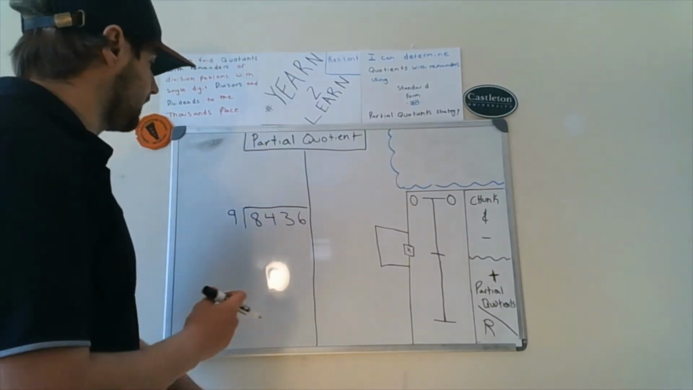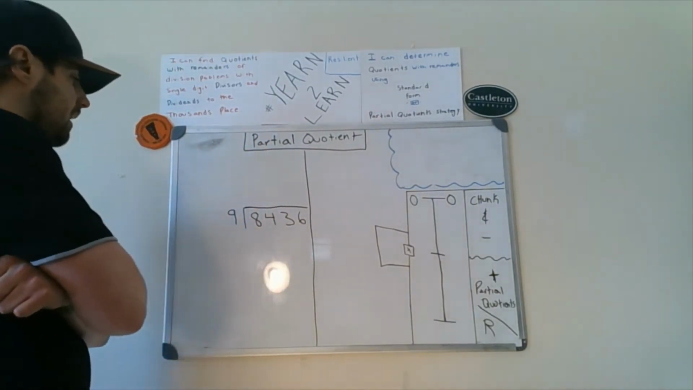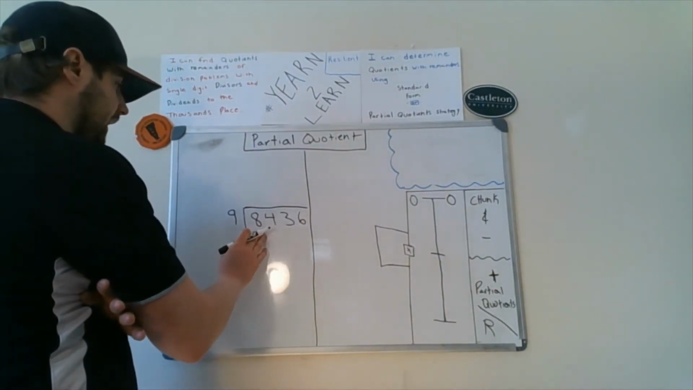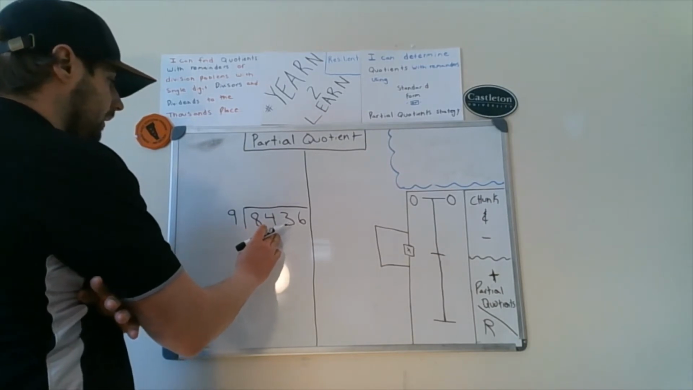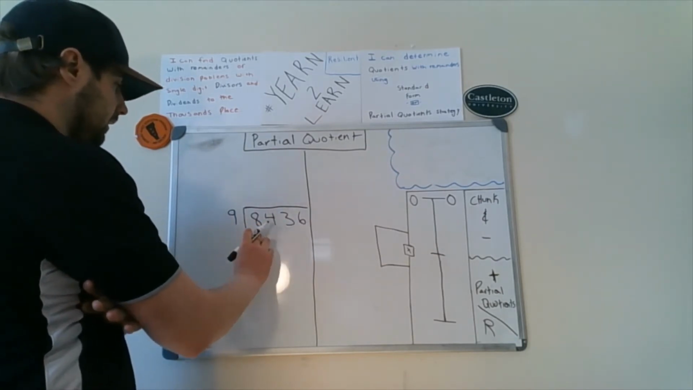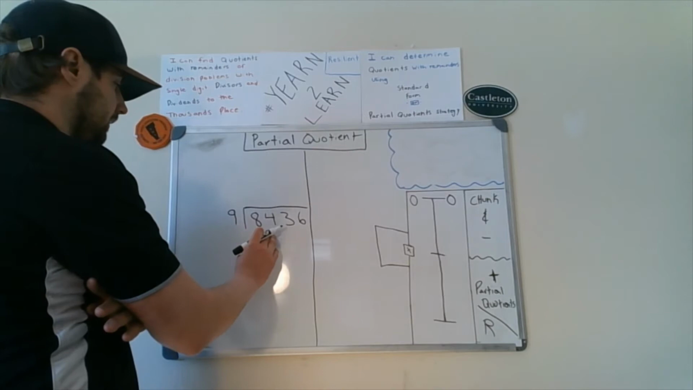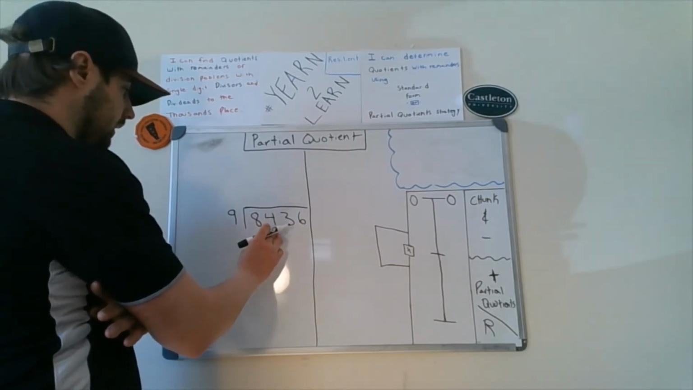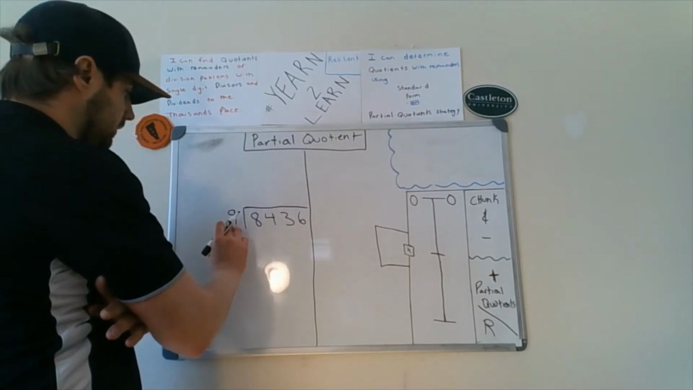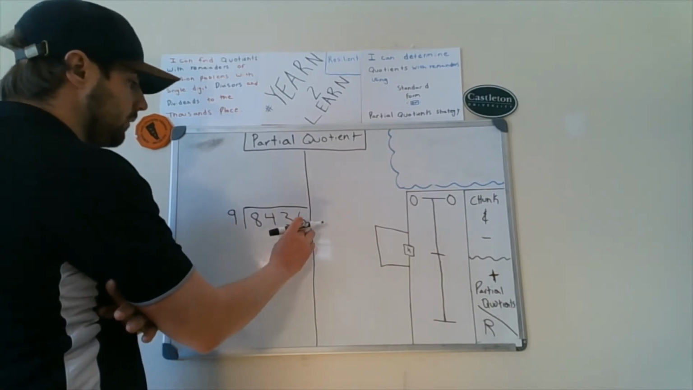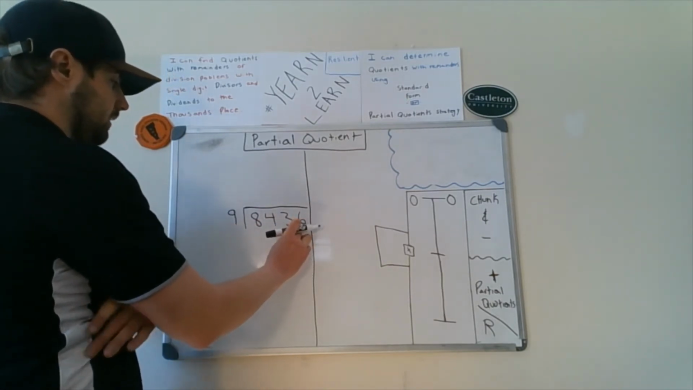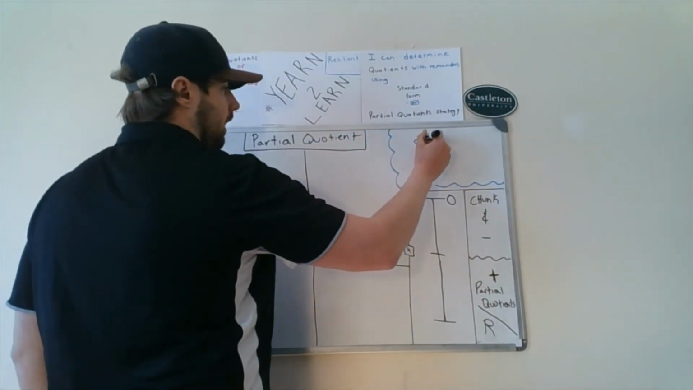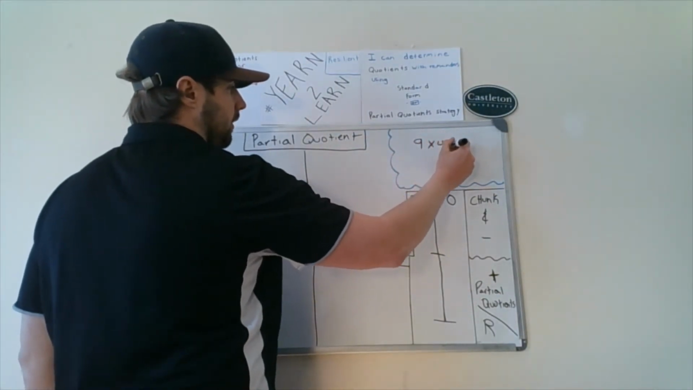I need to look at the numbers. Looking at the numbers, I see an 84. I don't see any 9s, so none of that's going to go in super evenly. 84, 43. 43 doesn't look too friendly knowing my 9s, but I do see 36. So I do know that 9 times 4 is 36.